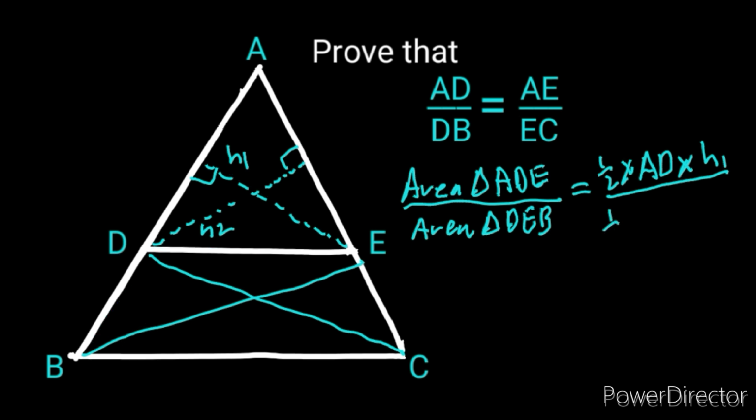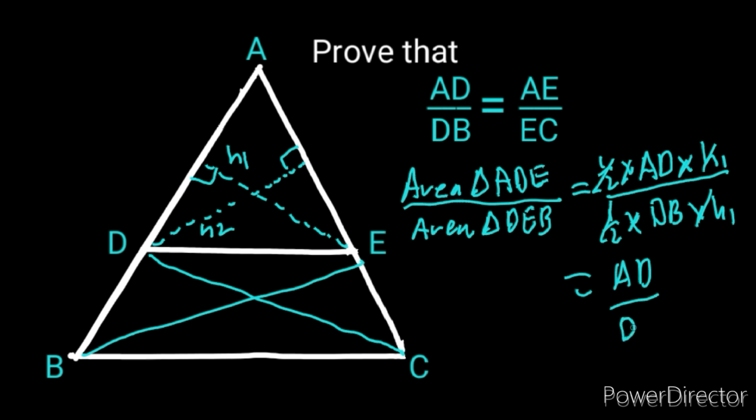So we're going to end up having half times, so we took this as the base, so this is going to be DB. And then we're going to say times, now it's the same height, H1, right? So times H1. Now notice what will happen. Remember the theory: if two triangles are sharing a common vertex, in this case E, if we divide them, the answer will be the ratio of those bases. So notice what's going to happen here. These two will cancel. So then we'll end up having AD over DB. So notice we have this portion.